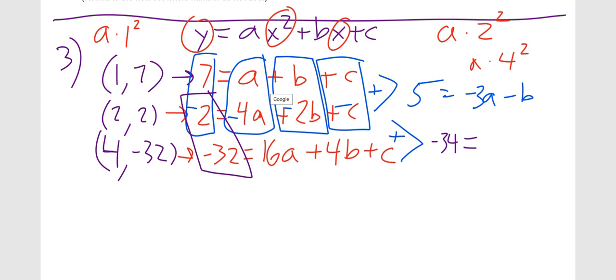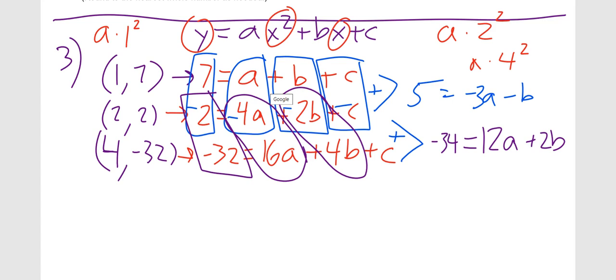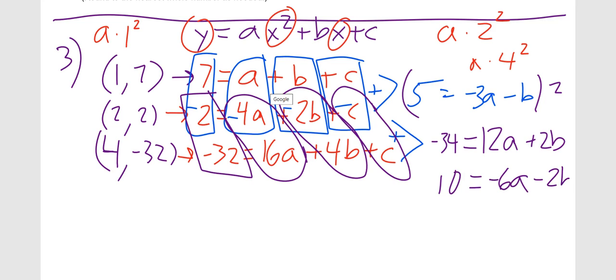Okay, negative 4a plus 16a. How many a's? 16 take away 4. 12. Okay, negative b plus 4b, or negative 2b plus 4b. That's positive 2b, and then what happens to the c's at the very end? They cancel out. My suggestion for us is to focus our attention on the b's, and we would multiply by 2, giving us 10 equals negative 6a minus 2b.